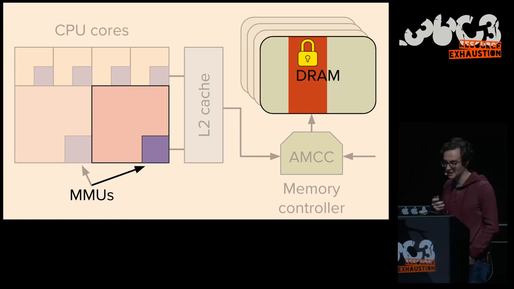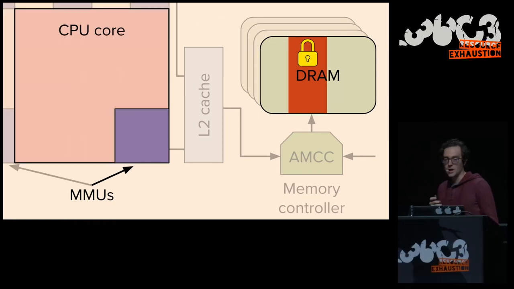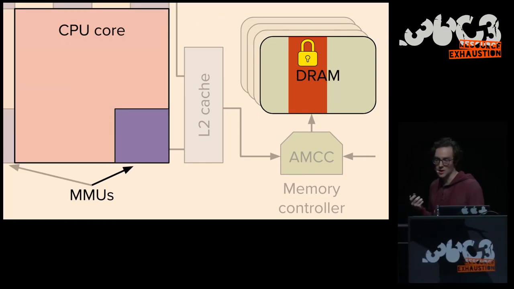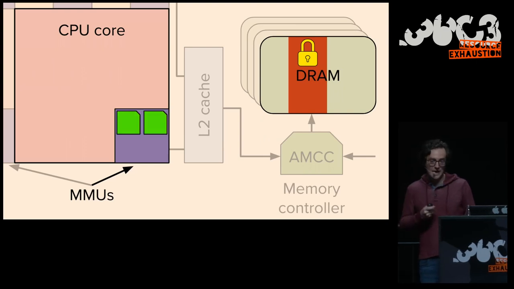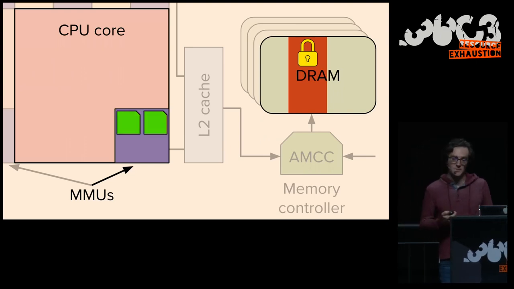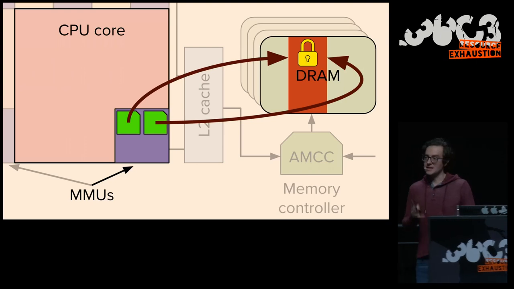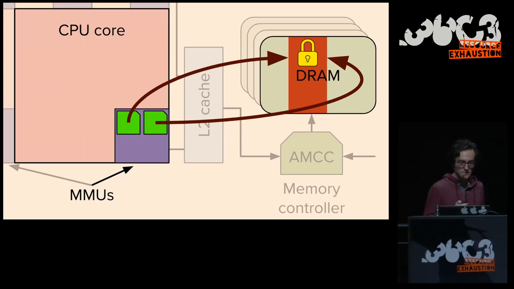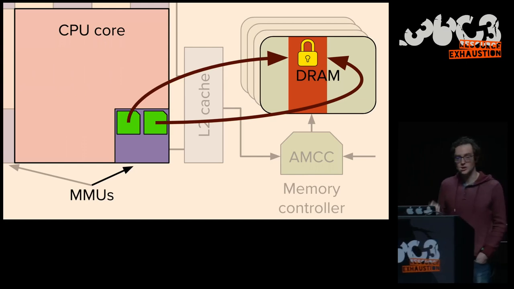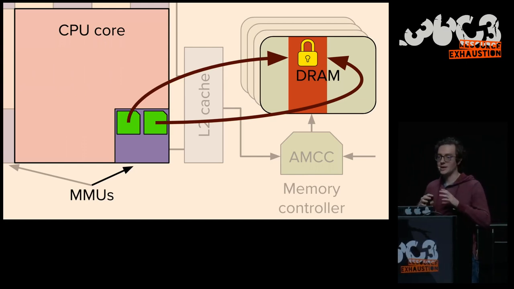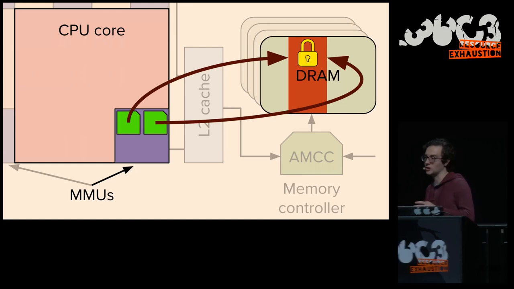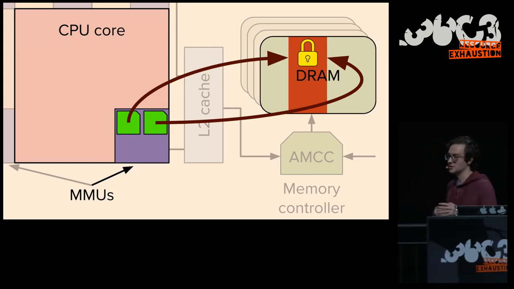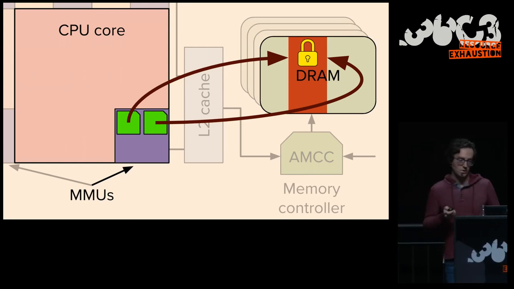So let's zoom in to a single CPU core. What Apple has done, as far as I understand, is basically just add a couple of registers to the MMU that point to the beginning and ending address of the region to protect. What this allows us to do is the CPU core can now check whether each instruction it's about to execute violates the security guarantees we want from KTRR.